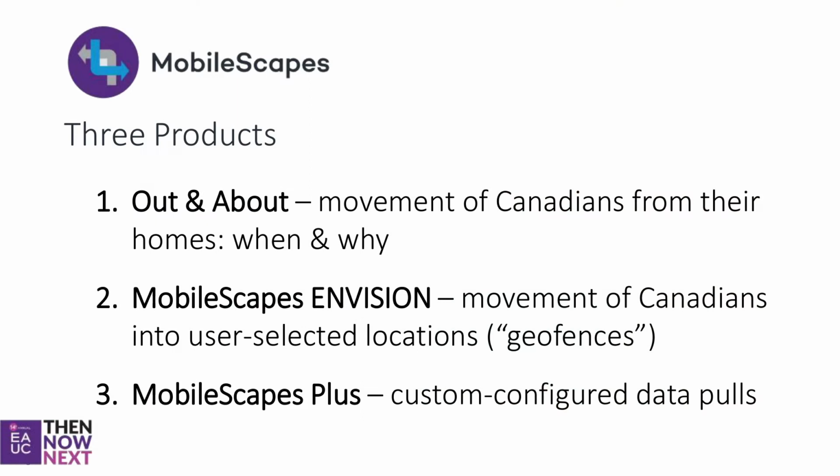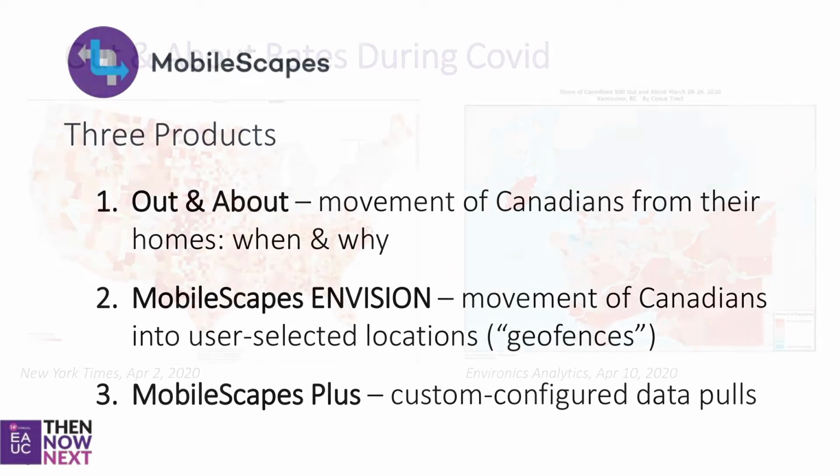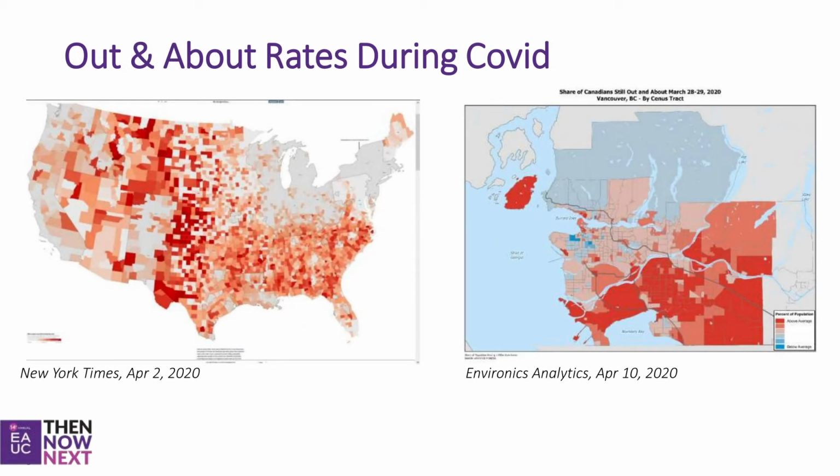Basically, we've taken the work out of using mobile data so you can focus on the insights and actionability. There are 3 components to MobileScapes. One is called Out and About. These are weekly estimates of Canadians' movements from their home postal codes. The second is called MobileScapes Envision, which is the ability to measure movement into buildings, shopping strips, or other destinations. And finally, we have something called MobileScapes Plus, which is a customized set of data pulls for mobile movement data for highly specialized needs.